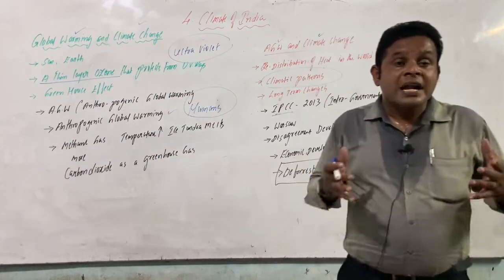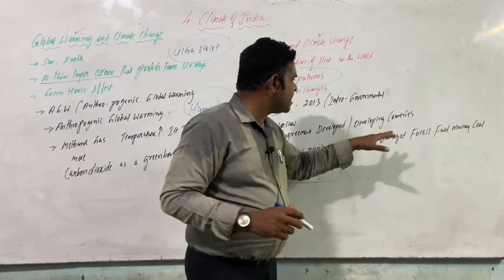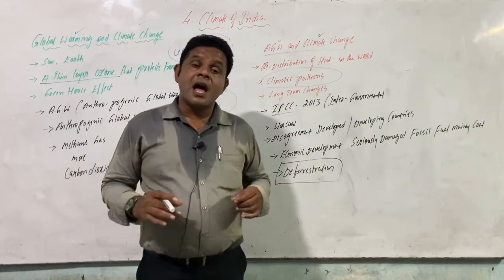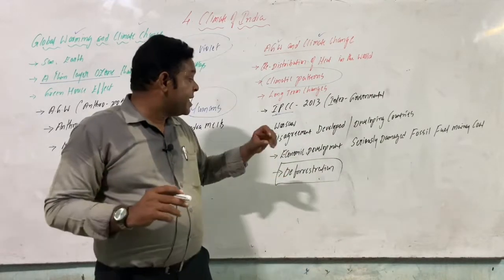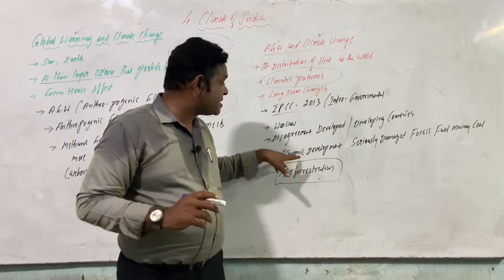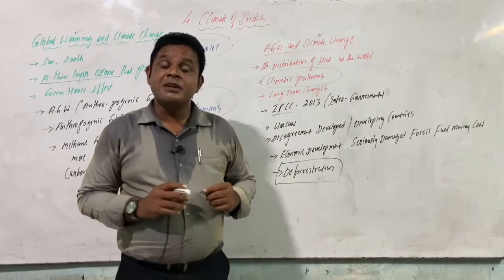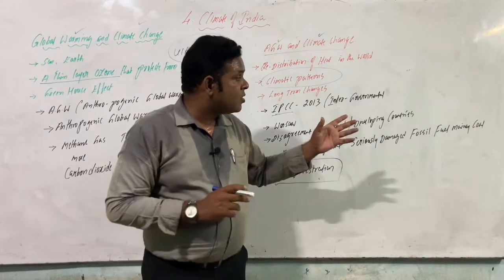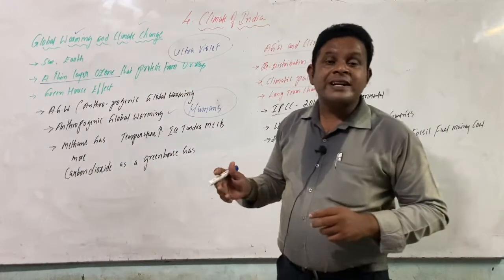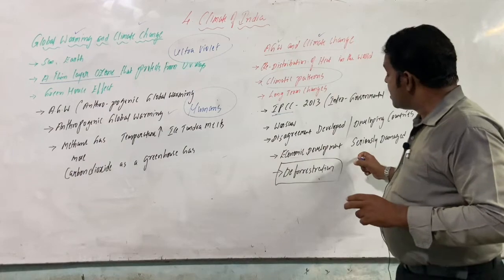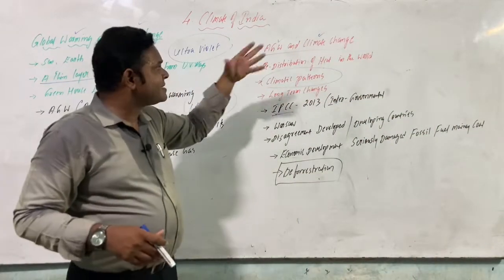There was disagreement between developed and developing nations. What was the argument? Developing countries like India said very seriously that their economic development would be seriously damaged, especially because of fossil fuels, mainly coal. Coal is also known as black gold. That shows how these things are happening, and the total impact has been seen in this.